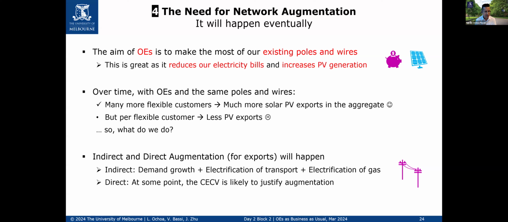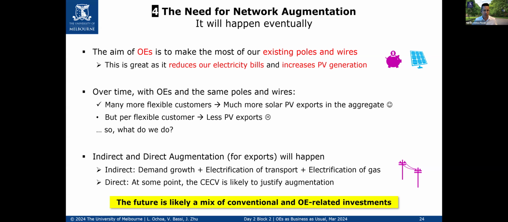But in some cases, you're right, we will need to put in more poles and wires. And it's very likely that even the CECV methodology can justify augmentation because it will unlock what operating envelopes just cannot. So what I really wanted to say here in these few minutes, as we finish this vlog, is that the future is likely to be a mix of conventional and operating envelope related investments. And that's perfectly fine.